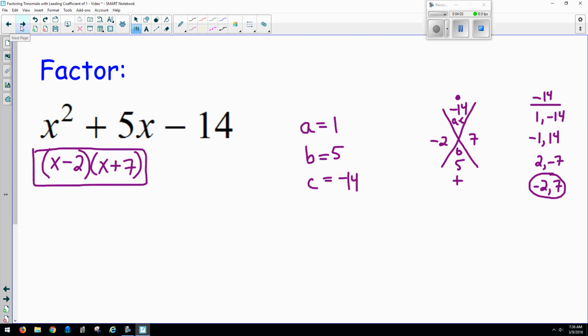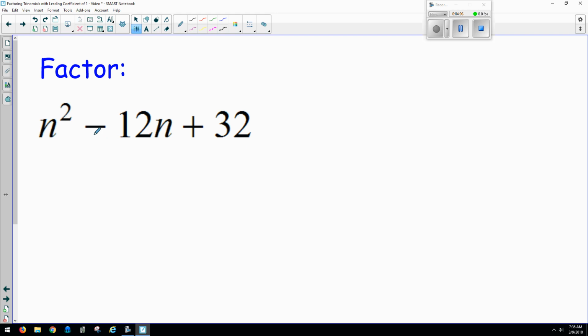We're going to talk through one more before you try one on your own. So here I have a middle term that's negative, and the last term is positive. So let's go ahead and put all the factors out here. So a is 1, b is negative 12, and c is 32. So remember, it comes up here, a times c. So I'm just going to multiply those two together, 1 times 32, and just b comes down here.